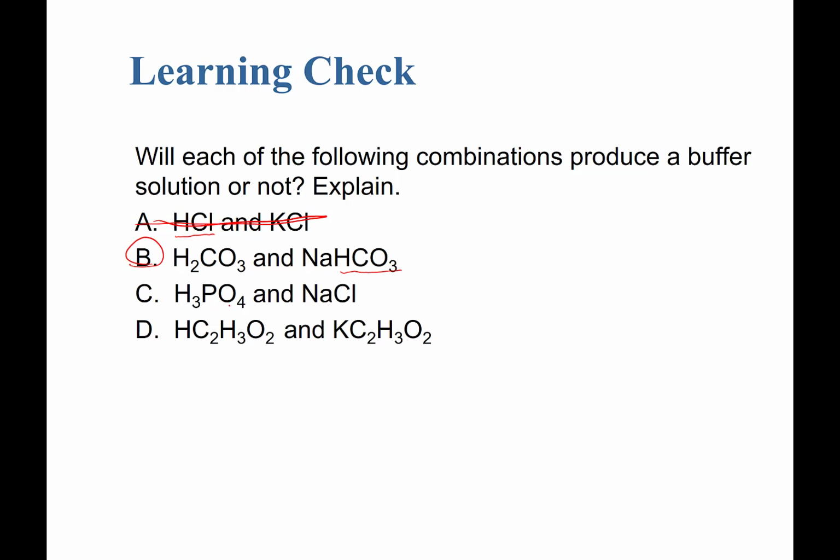Phosphoric acid, that's a weak acid, but this doesn't have its conjugate base. Its conjugate base would be like HPO4 or H2PO4, so that doesn't work. Here I have a weak acid, which is acetic acid, and I do have a piece of that over here. Here's HC2H3O2. Here I have just C2H3O2. So this one would work as well.